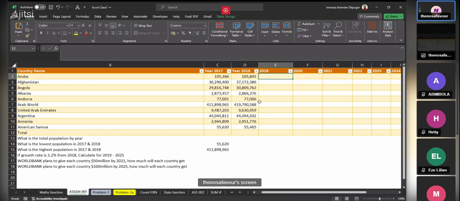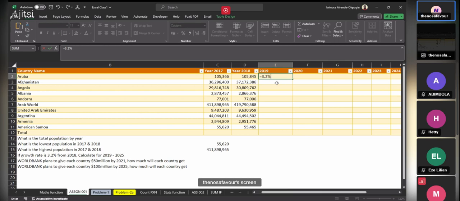The first one is where we want to fill all for the different years. Remember I told you for anything to work as a function or a formula in Excel, you have to start with the equals sign. So equals, what do we want to get? We want to get 3.2% of year 2018, and then add it to this figure to get the population for 2019.